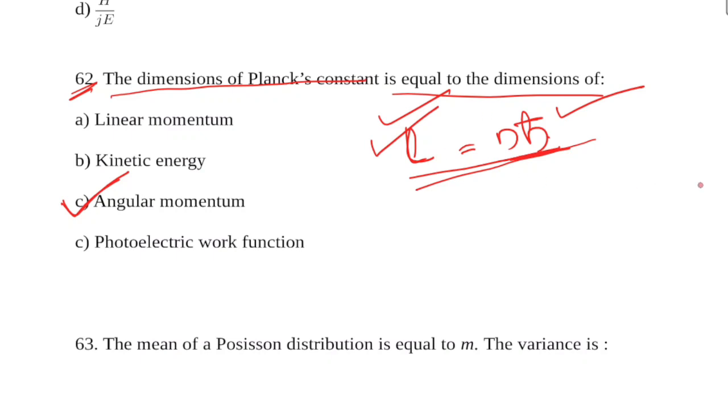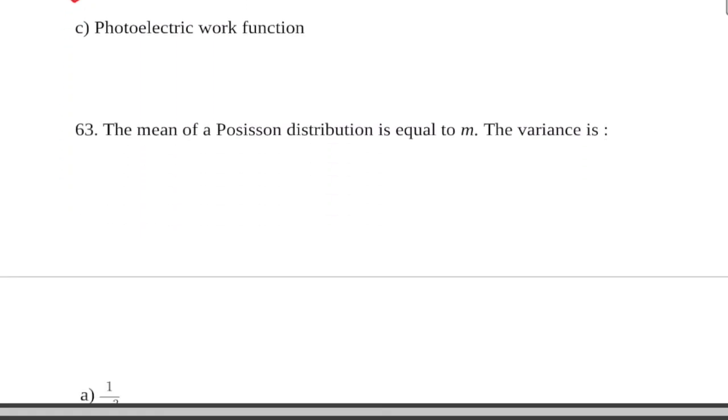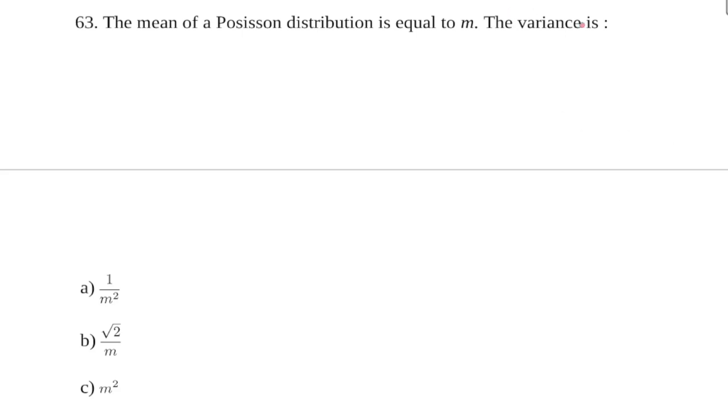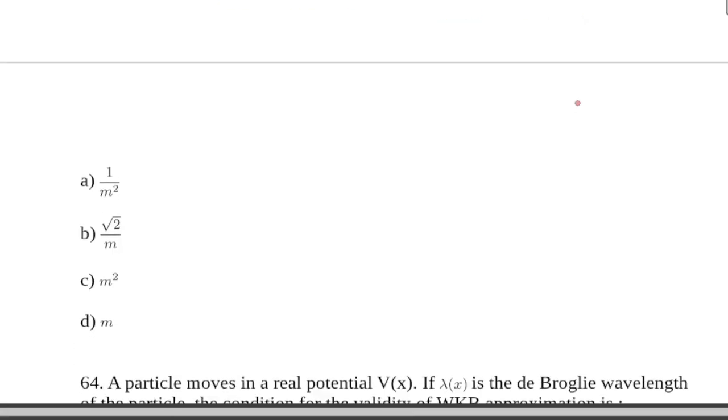Okay, next. The mean of a Poisson distribution is equal to m. The variance is, okay. So for Poisson distribution, you should remember the mean and variance are the same. Okay, so the answer will be m. So your correct option is option D.